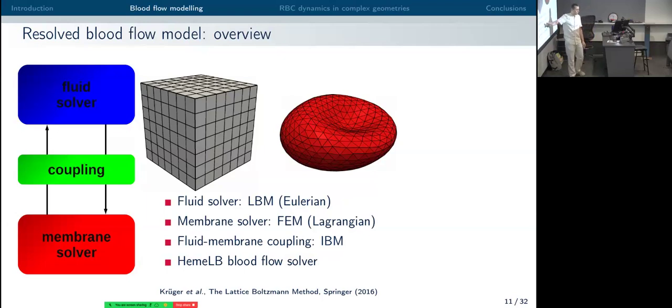And of course, we need to couple between the two, and it's a two-way coupling, which means the flow is affected by the red blood cells and vice versa. For this, we use the immersed boundary method. And for all the simulations you see today, we have used the HemoLB blood flow solver, which has implemented all these methods. Okay. And then when you run these simulations, you might get something like this.